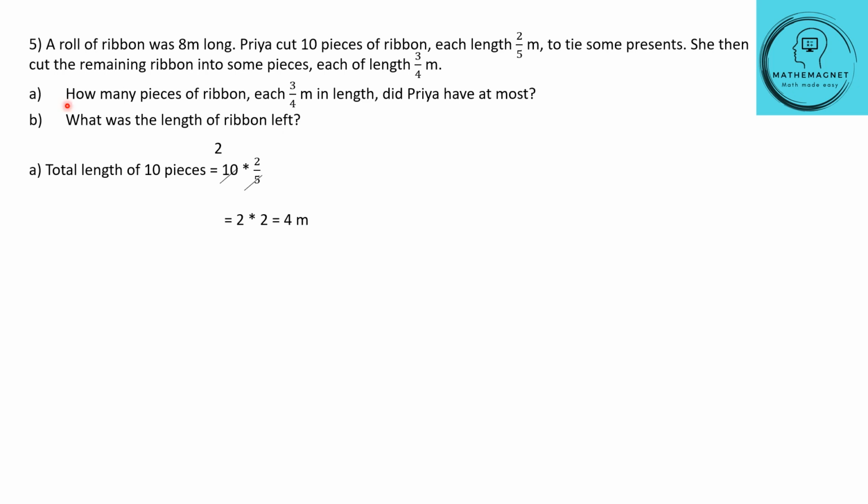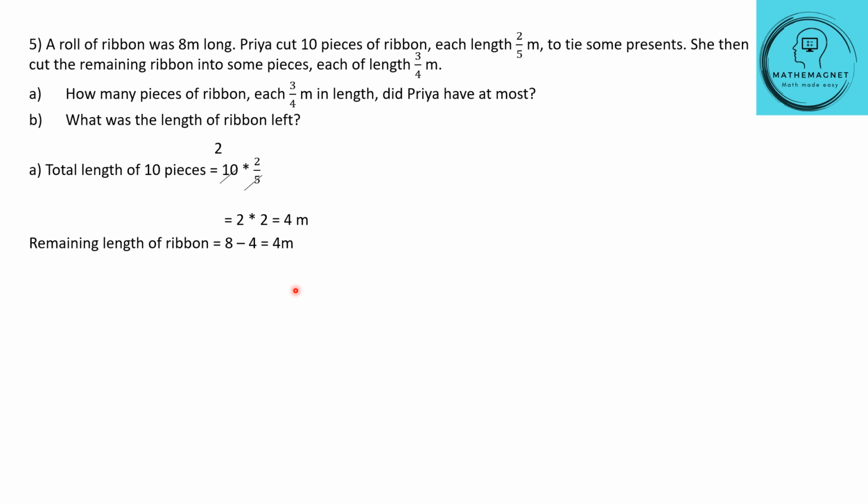Now we know what is the remaining length of the ribbon. How will we find the remaining length of the ribbon? We know the original length of the ribbon, and we know the length of 10 pieces put together. So the remaining length will be 8 minus 4, which is equal to 4 meters.